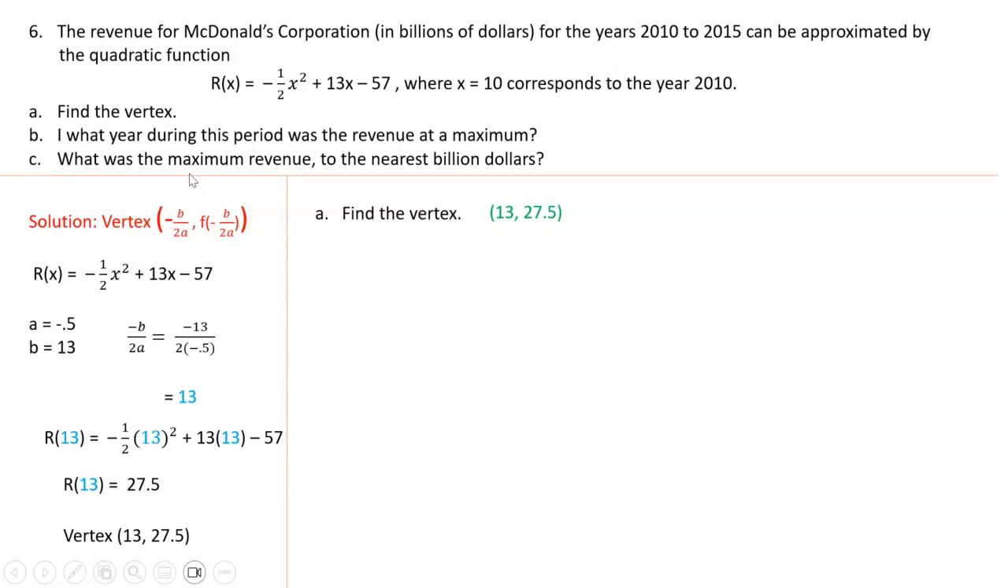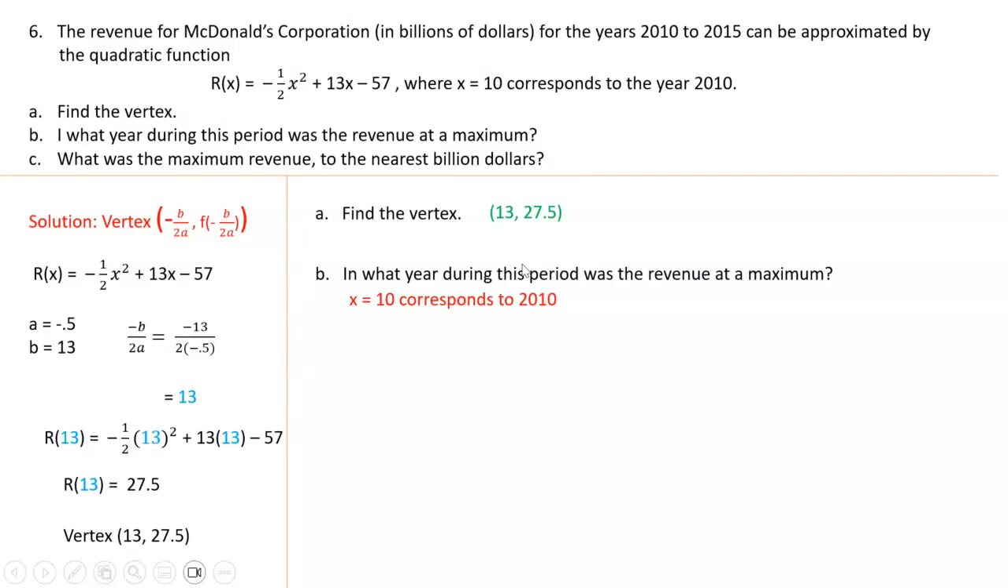Now, for B part, in what year during this period was the revenue at a maximum? Check this out, guys. If x equals 10 corresponds to the year 2010, then x equals 13 corresponds to the year 2013. So what's the answer for B? In 2013 was the revenue at a maximum.